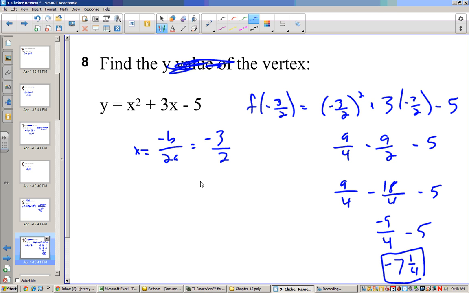So we have negative 1.5 and negative 7.25 to be my vertex. Hopefully I did my math right in there.